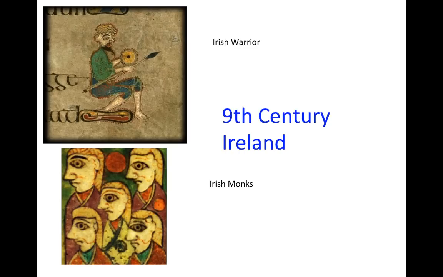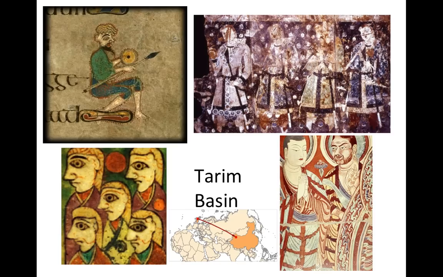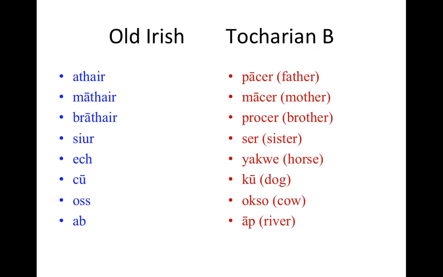Think of 9th century Ireland. And here's a depiction of an Irish warrior and Irish monks. And move 4,500 miles to the east, to the western province of China, in Xinjiang. And there you would also find warriors, so decorated here on cave paintings, and monks, not Christian, but Buddhist. And these people are Tocharians. That would be the name we traditionally give to them.